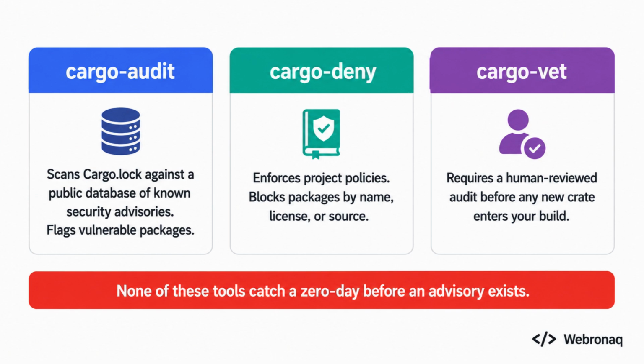So could any tool have stopped this attack? The good news is, tools do exist. Cargo-audit checks your locked dependency list against a public database of known security problems and flags anything dangerous. Cargo-deny lets you set rules for your project, blocking packages by name, license, or source. Cargo-vet goes further, requiring that a real person has reviewed and approved each new package before it enters your build at all. But here is the hard truth. None of these tools would have caught this attack. All 3 rely on someone already knowing a package is bad. A brand new malicious crate with no advisory yet is invisible to all of them. Understanding that gap is the first step. Next, let us look at the concrete steps you can take right now to harden your pipeline.